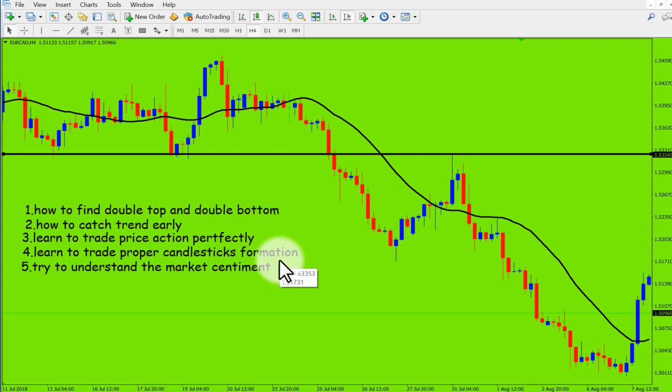And lastly, number 5, we'll try to understand the market sentiment, because if we understand the sentiment of the market, then we will obviously predict the market. We will understand from where the price comes and from where the price will go. So if we predict the market correctly, then we can place our trade correctly. So there's 5 major things we will learn today.